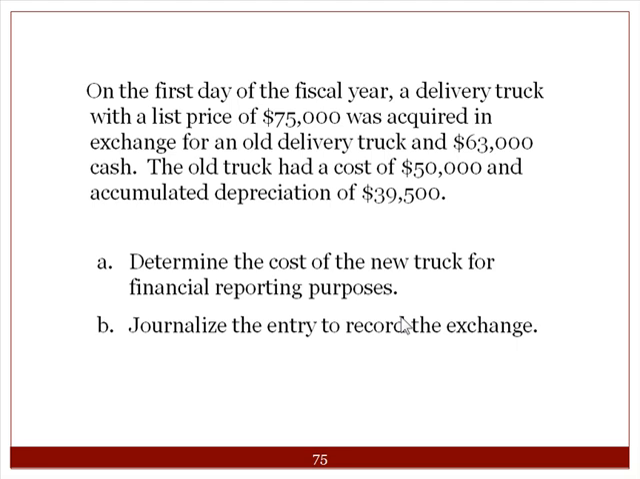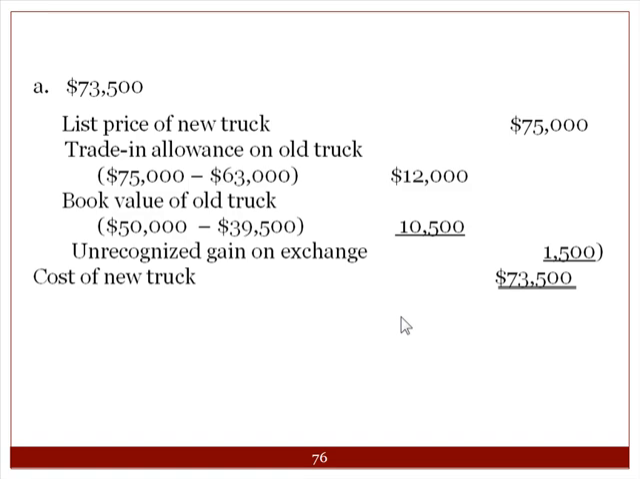So on the first day of the fiscal year, a delivery truck with a list price of $75,000 was acquired in exchange for an old delivery truck and $63,000 cash. Determine the cost of the new truck and journalize the entry. Okay, the old truck had a cost of $50,000 and accumulated depreciation of $39.50. So you have A is your list price, and there's your trade-in allowance, less your book value is your unrecognized gain on exchange, giving the cost of the new truck at $73,500.